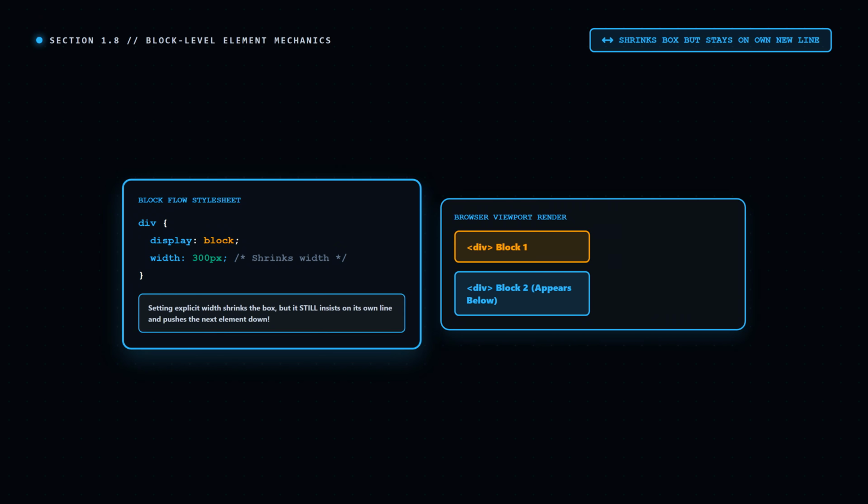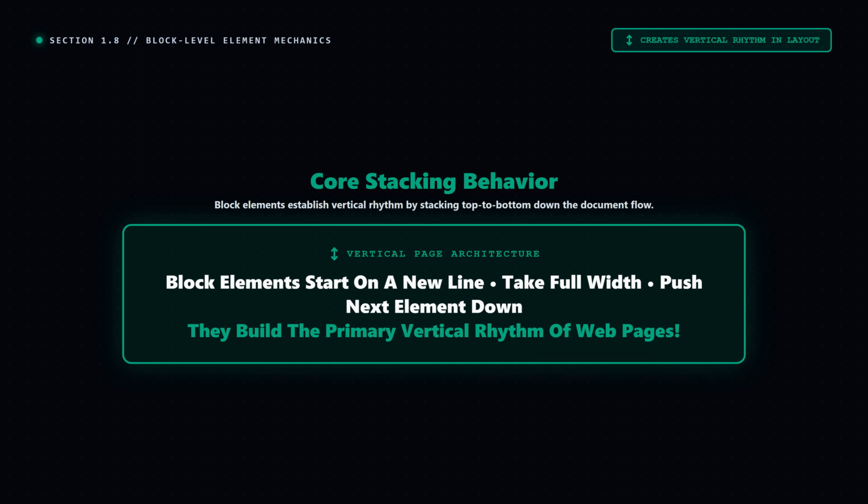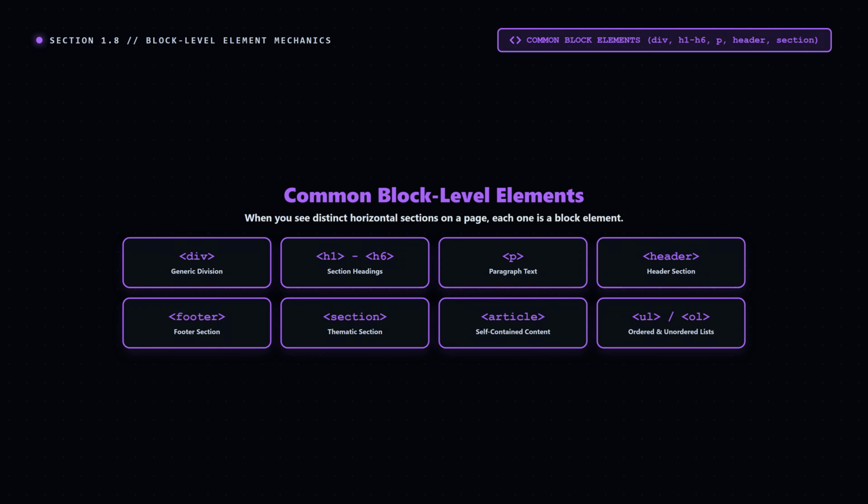If you explicitly set a width, the box shrinks, but it still insists on its own line. The next element, even if it's also narrow, will appear below it, not beside it. This is the core stacking behavior of block elements. They create vertical rhythm in a layout. Examples include div, h1 through h6, p, header, footer, section, and the list goes on. When you see a page with distinct horizontal sections, each one is likely a block element.